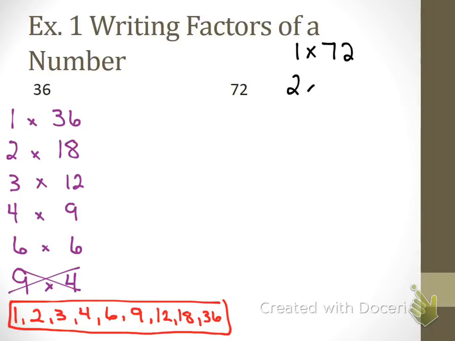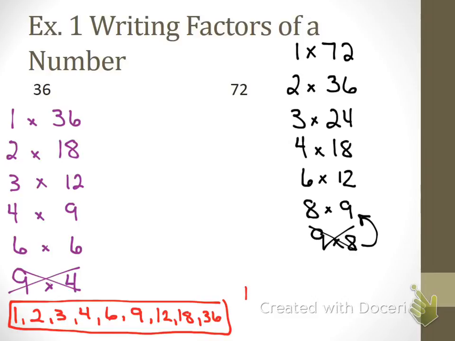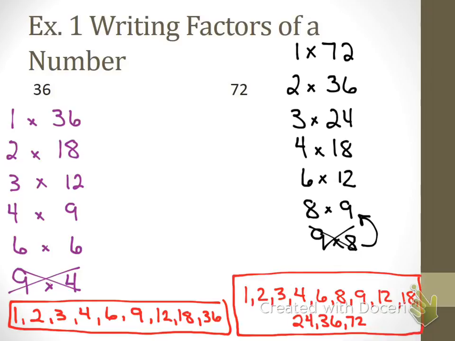All right, so for 72, we list them out. 1, 2, 3, 4, 6, 8, and 9. Now look, 8 times 9 is 72. 9 times 8 is 72. That's when it repeats. Did you cut it off there? All right, and now I just list out my factors. Who got it right? Raise your hands, high and proud. Very good. Awesome. Good job. All right, so listing factors.